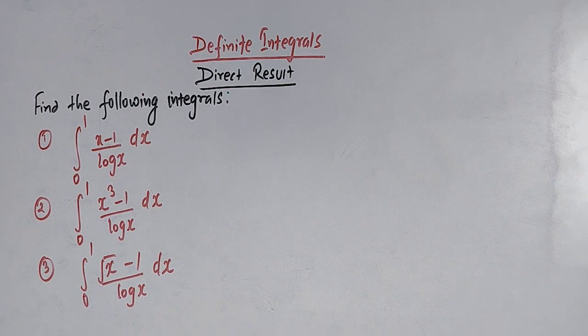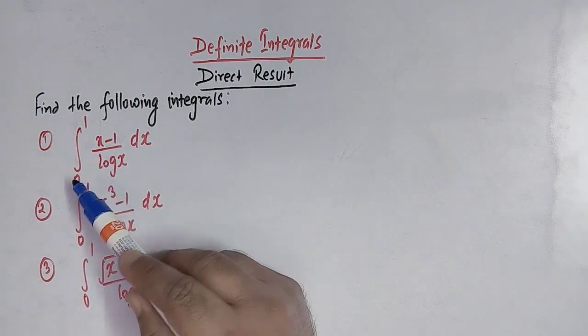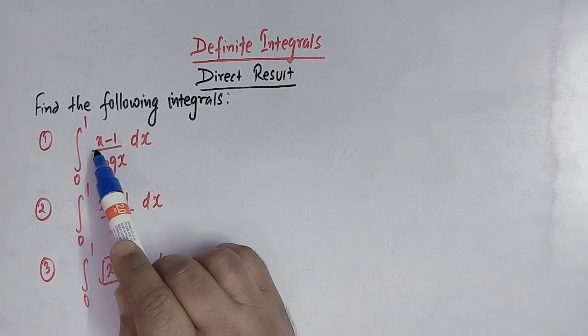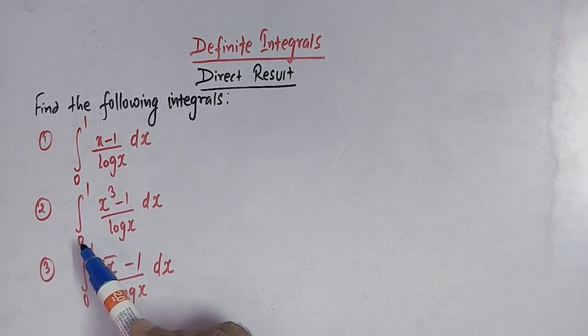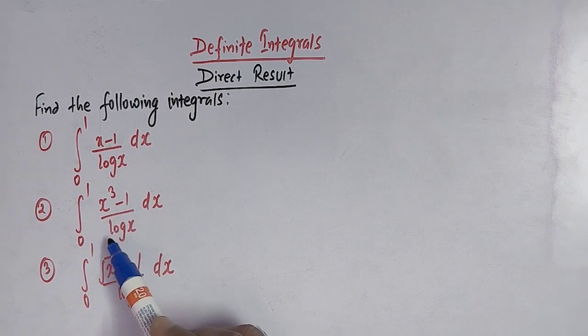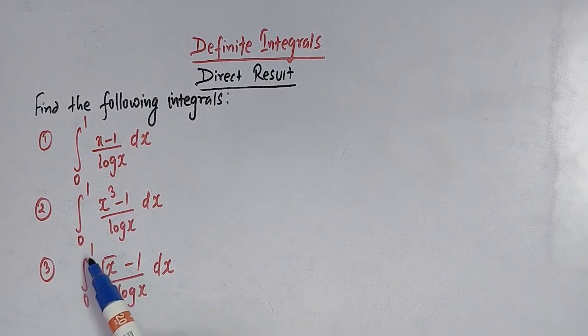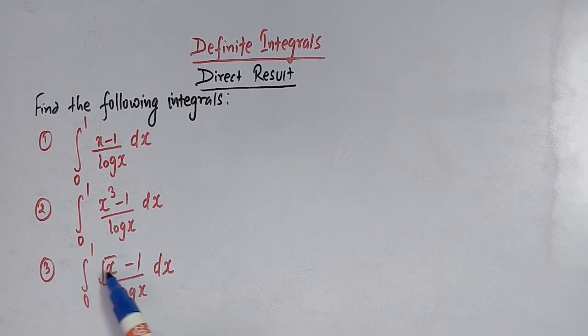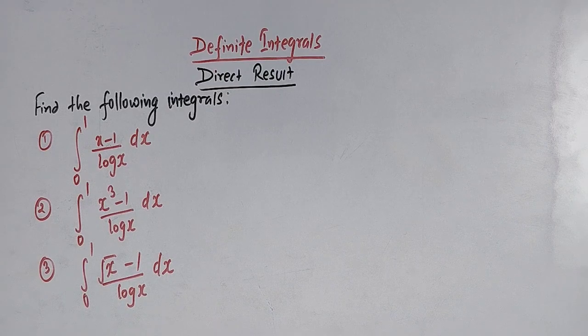Now see, sometimes we come across some important and well-known integrals. In such cases, if we directly know the formula or the direct result, then it is very convenient to get the answer to these types of integrals. So here in the first case we have the integral from 0 to 1 of (x minus 1) divided by log x. In the second one we have 0 to 1 of (x cubed minus 1) over log x, and in the third integral we have 0 to 1 of (square root of x minus 1) divided by log x.